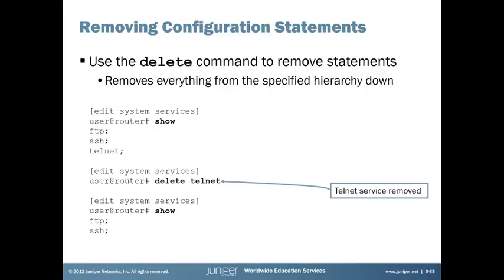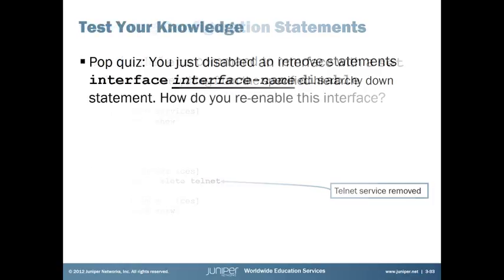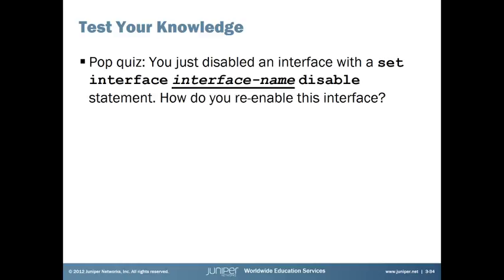What were we saying? We were saying you have to use the delete command to remove something. So here's the thing. If you just disable an interface with a set interface name disable command, this is something you can do. You can go in and say, I actually don't want that interface to be active at the moment. So I'll go in and I'll go set GE 0/0/1 disable and commit. And now I've disabled the interface because I just don't want that to be active at the moment. How do I re-enable the interface?